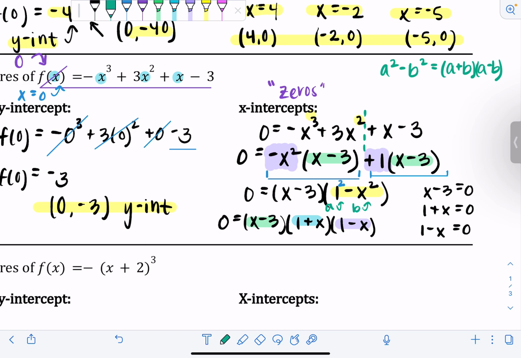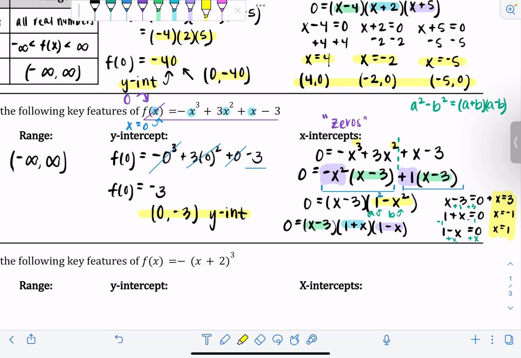So for the x minus 3, I would have to add 3 to both sides. That would give me x equals 3. Sorry about the little squished writing. And then for the second equation, I would have to subtract the 1 over. That would give me x equals -1. And then for the third equation, I'm just going to add the x over so it'll become positive. And then that leaves me with x equals +1. So I have for my zeros, x equals 3, x equals -1, and x equals +1. Just to write them as actual points for the x-intercepts, that would be (3, 0), (-1, 0), and (1, 0).